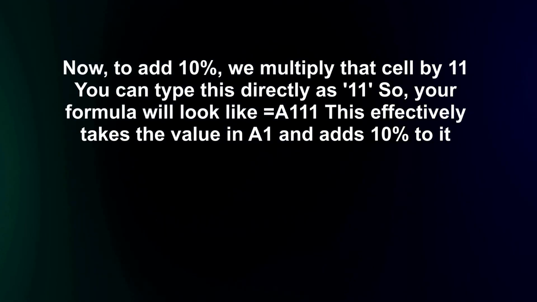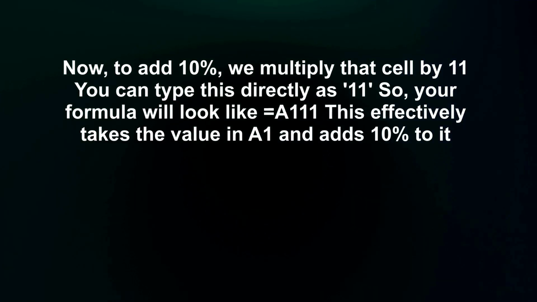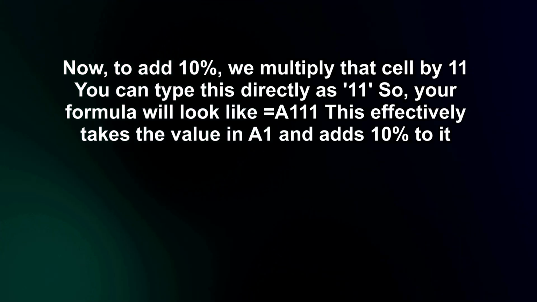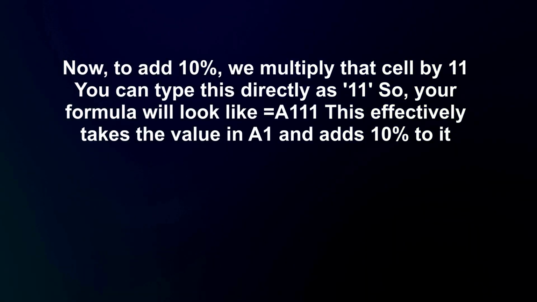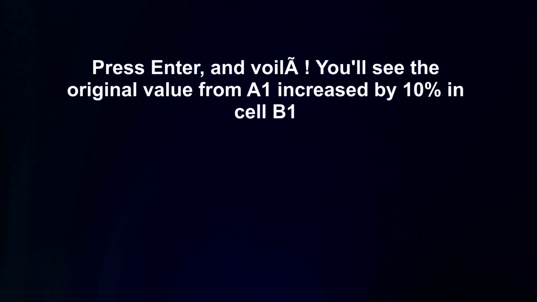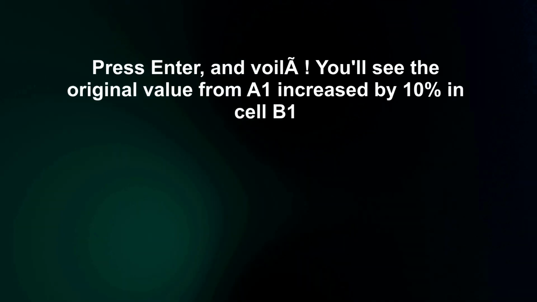Now, to add 10%, we multiply that cell by 1.1. You can type this directly as 1.1, so your formula will look like equals A1 * 1.1. This effectively takes the value in A1 and adds 10% to it. Press enter, and voila, you'll see the original value from A1 increased by 10% in cell B1.